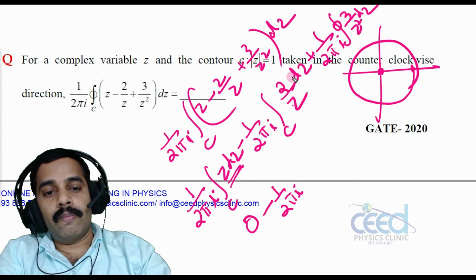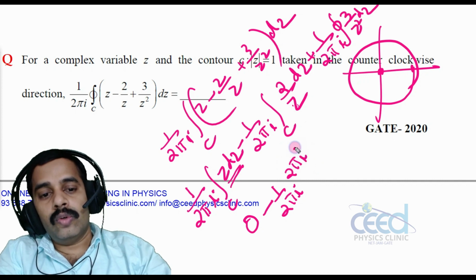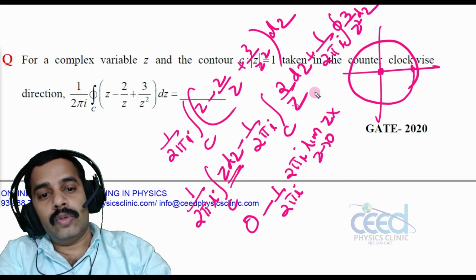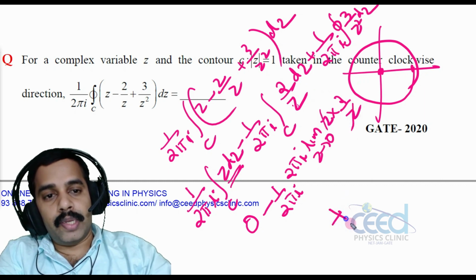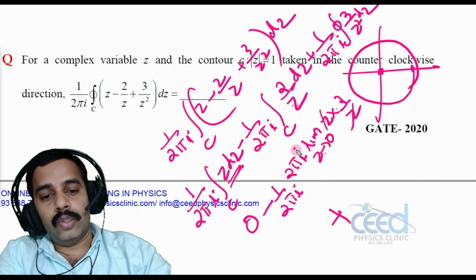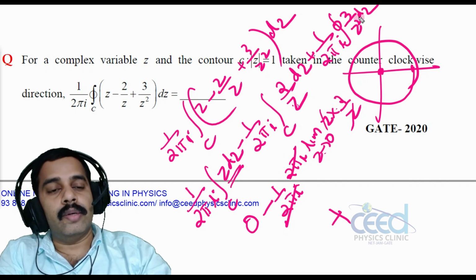So what is the residue? Its integral is 2 pi i into the limit as z tends to 0 of z into the function f of z, 2 by z. So z cancels, and z tends to 0 means that will be 2. Here 2 pi i cancels, so the answer here is minus 2. Plus, now we can calculate the third part.